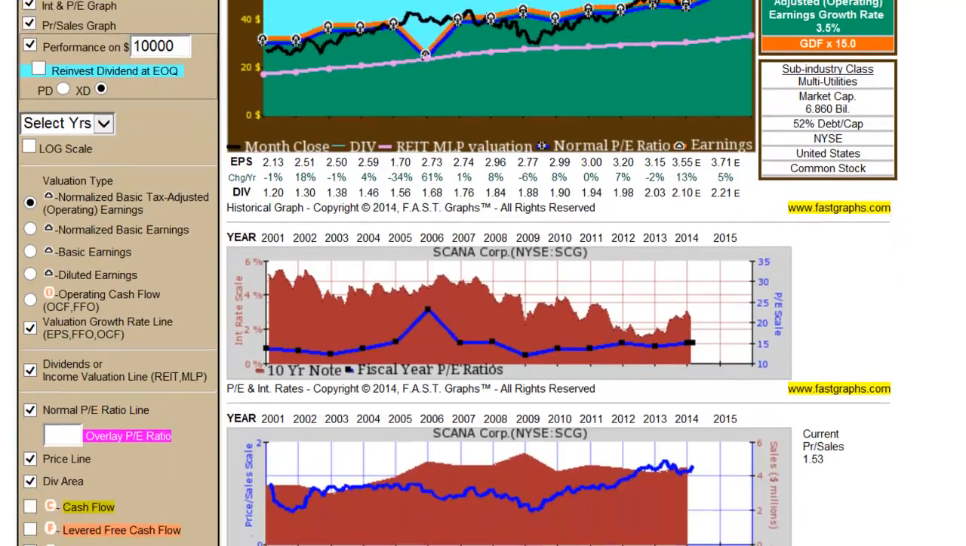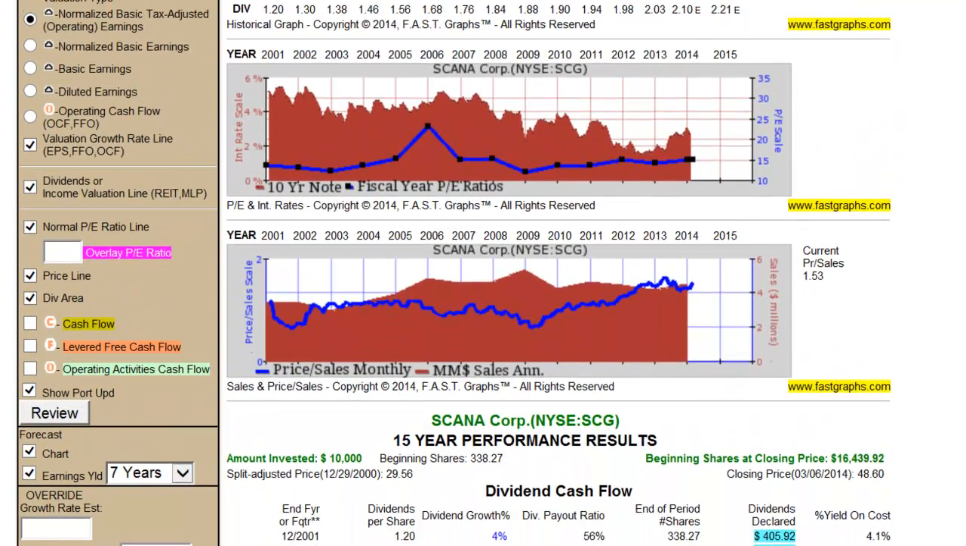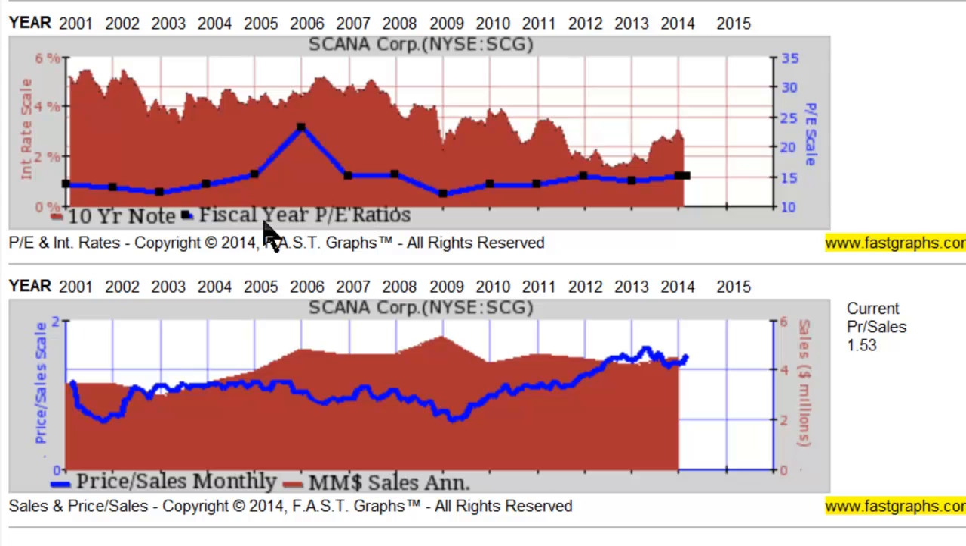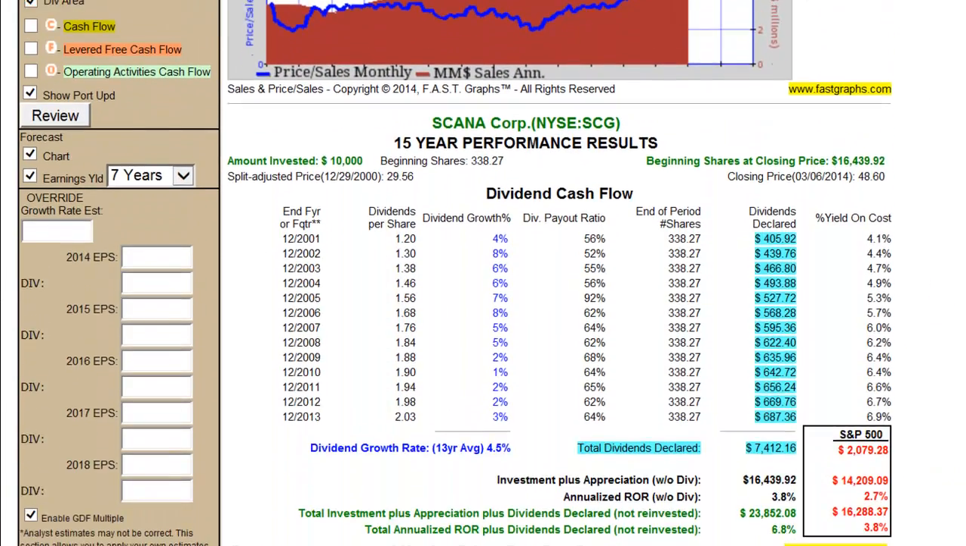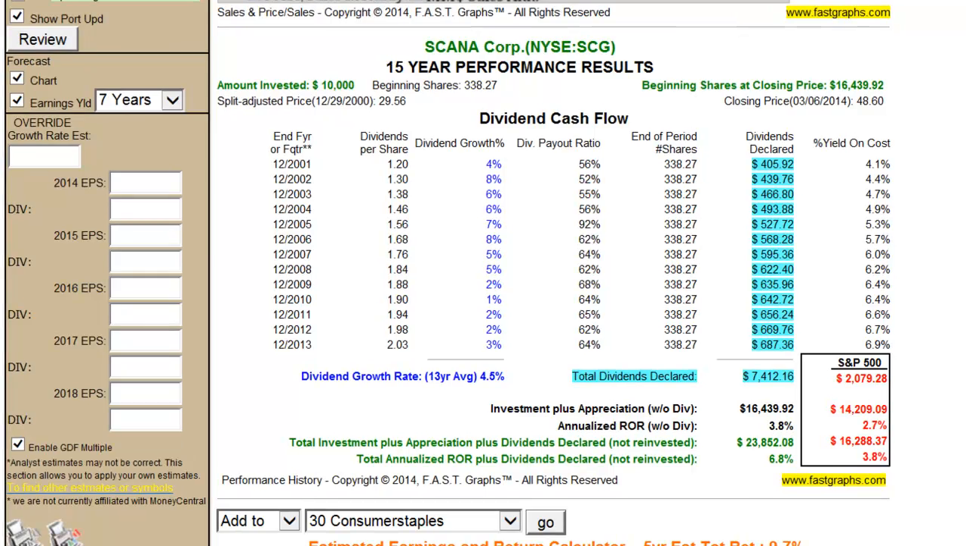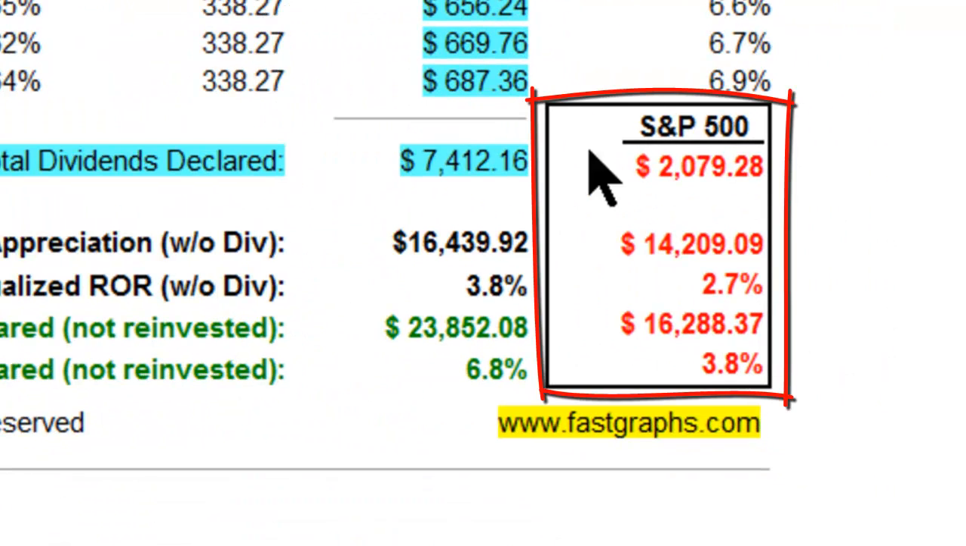Just below the main historical FAST graphs are two additional graphs which are only available to premium subscribers, that each represent two important fundamental valuation considerations. The top graph shows year-end price-earnings ratios overlaid with historical interest rates, and the bottom graph shows price to sales. Then just below these two graphs is the historical performance results associated with the main historical FAST graph drawn above. Performance results are automatically compared to the S&P 500.